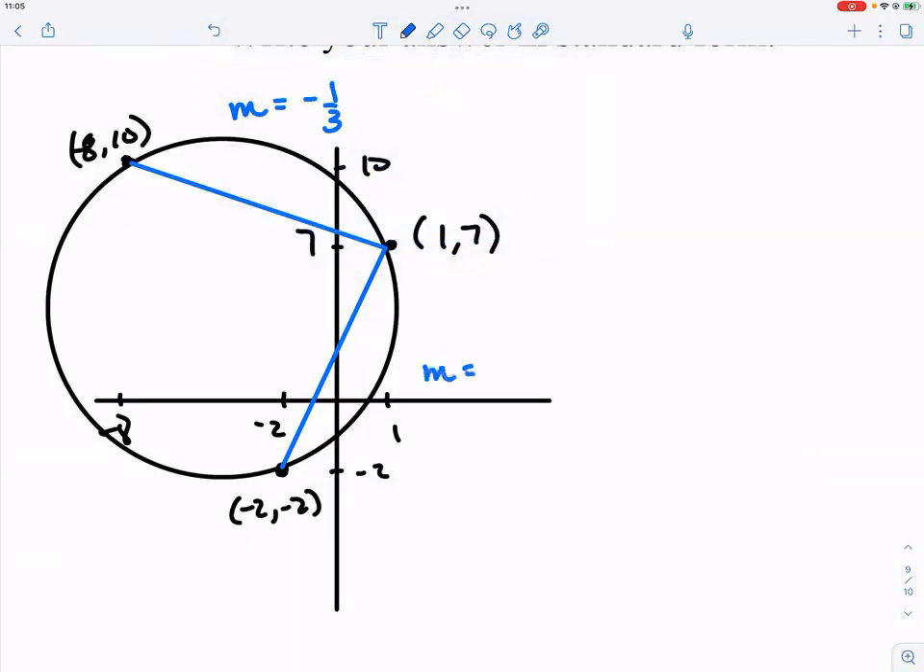What about the other line? Well, it's positive slope going up. The change of y is 9. The change of x is 3. So the slope is 3. Oh, they are perpendicular to each other.